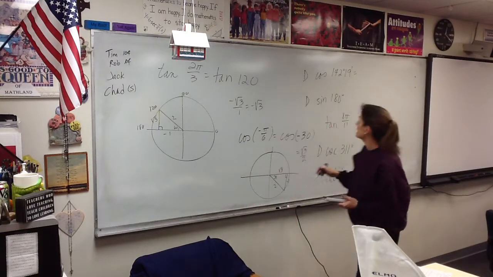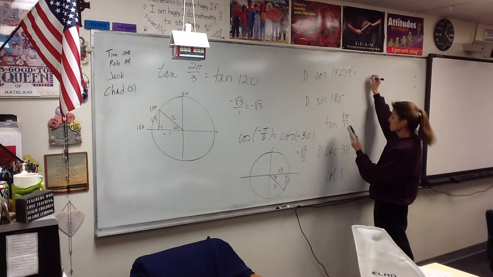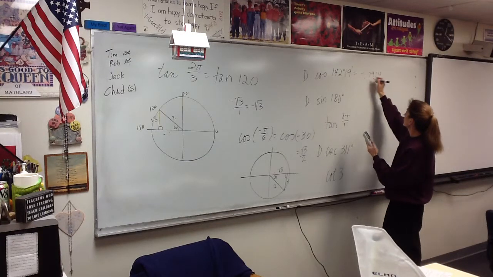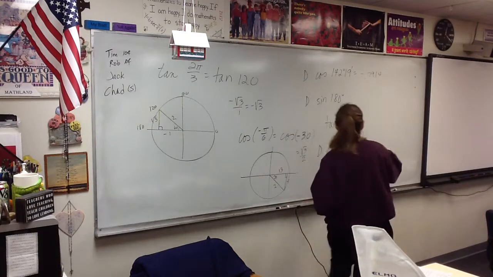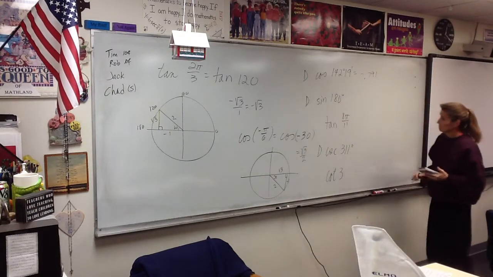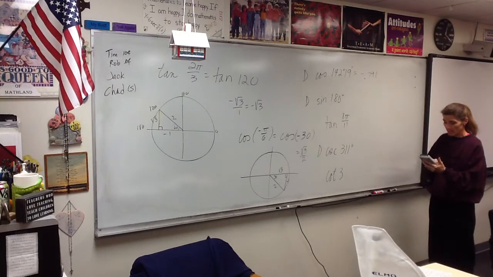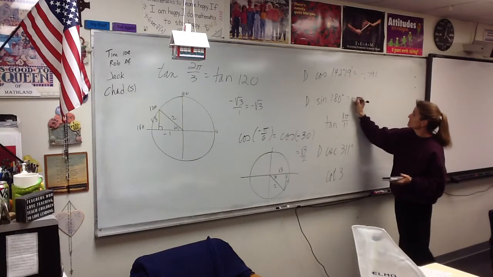And we end up then with an answer of negative 0.7914. Wait, this is round to the nearest thousandth? Yep, so I got to get rid of this 4. Negative 0.791. Next one, sine 180, that's easy. The sine of 180 is 0.